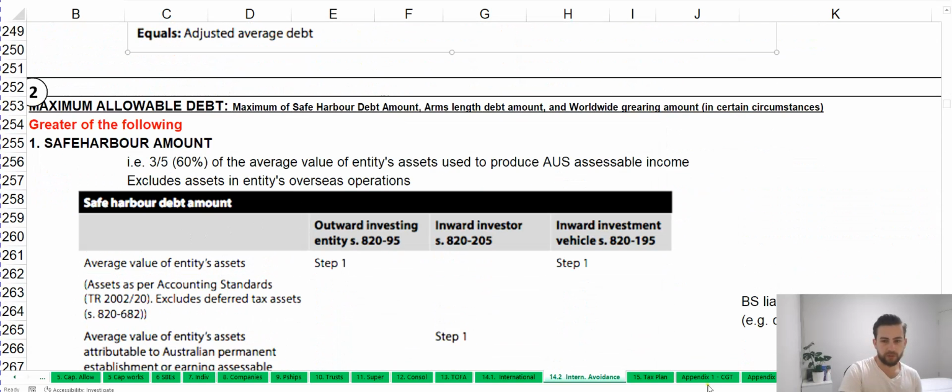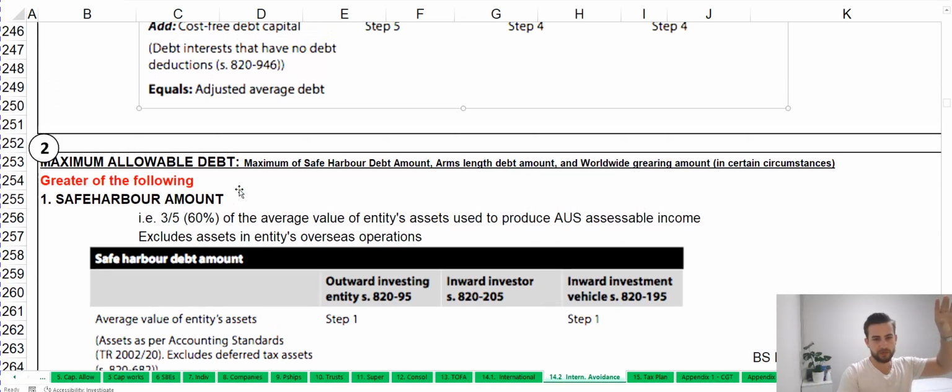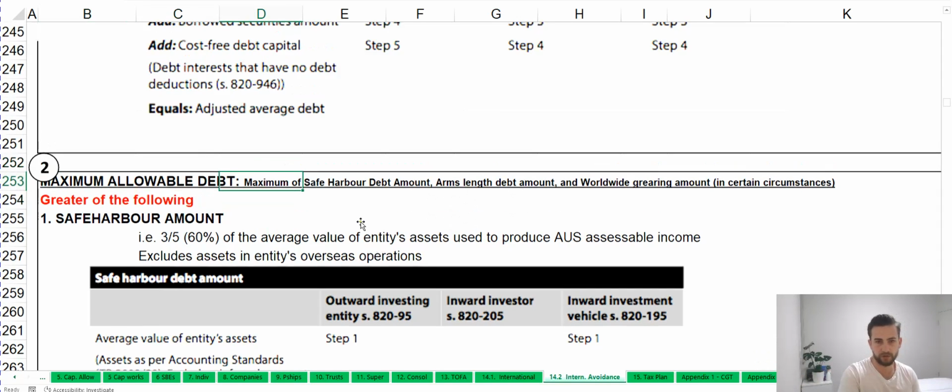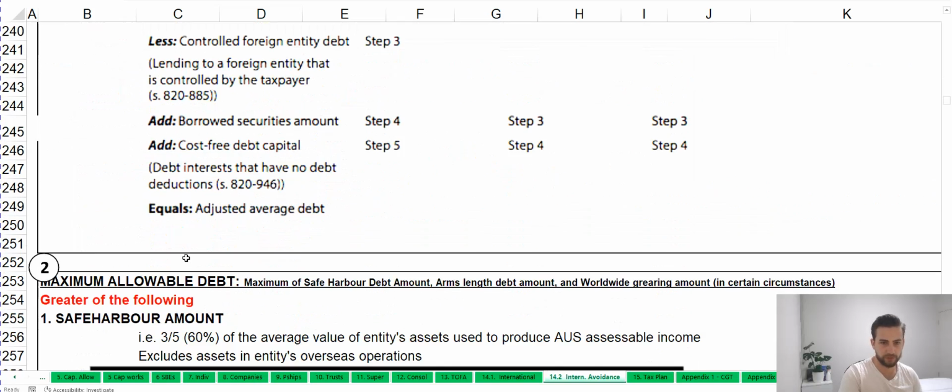So let's talk about the second part of the equation, which is the maximum allowable debt. So again, remember, average debt, maximum allowable debt, difference is the amount which is disallowed as a deduction. So the calculation of this is the maximum of the safe harbor debt amount, arm's length debt amount, and worldwide gearing amount. We talked about that in the table up here. So the process is always just calculate the dollar value of this, this, and this. What's the largest amount? That's your maximum allowable debt.